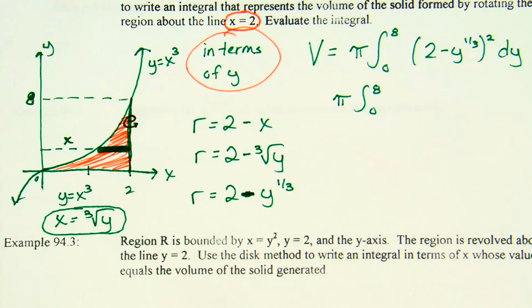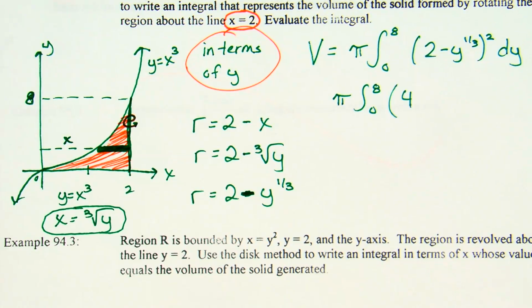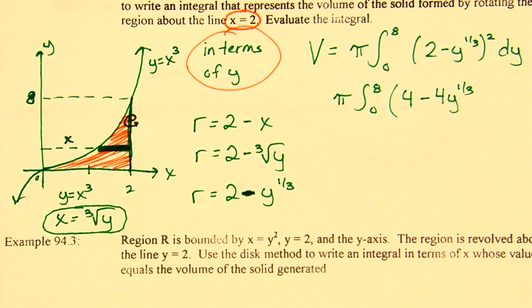Okay, 0 to 8. We can all FOIL the first part. 2 times 2 is 4. 2 times minus y to the 1/3 is going to be minus 2y to the 1/3. Another minus 2y to the 1/3 is going to make it minus 4y to the 1/3 for our middle term. And then the last term, negative y to the 1/3 times negative y to the 1/3.